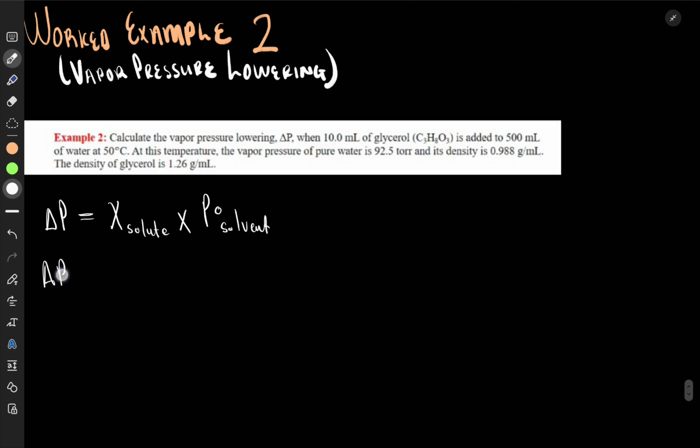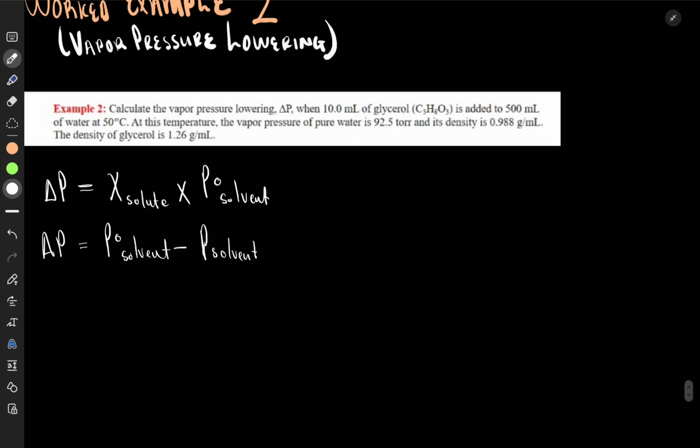And then we also know that vapor pressure lowering is going to be the initial pressure of the solvent minus the final pressure of that solvent. So it's now the pressure of the solution. Why? Because it's lowering, so that means the final will be less. So we always put it last because we always want our answers positive. So these are the two formulas that we're going to be using.